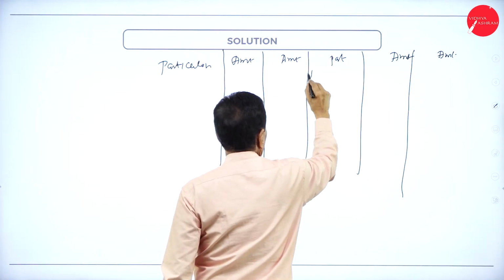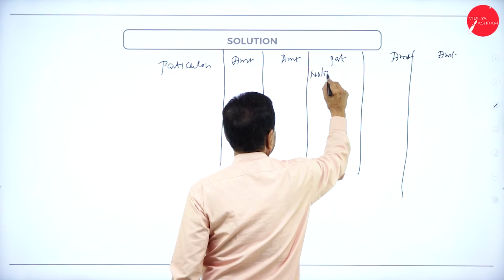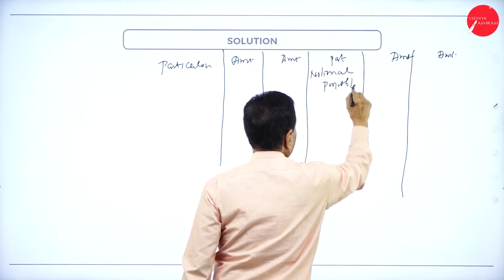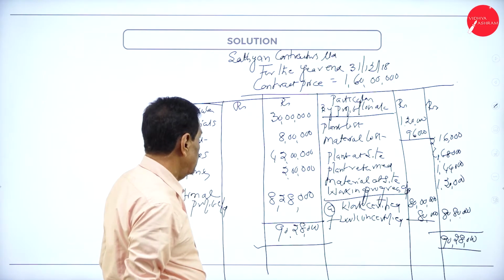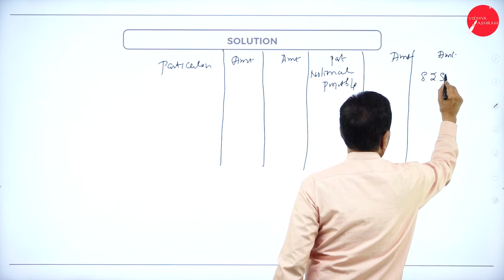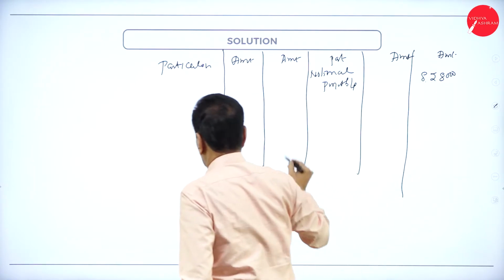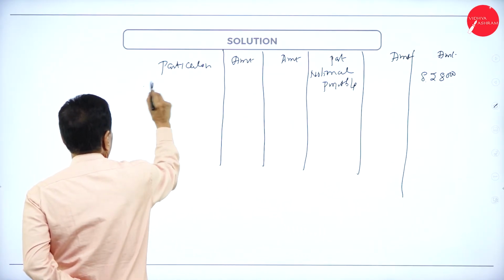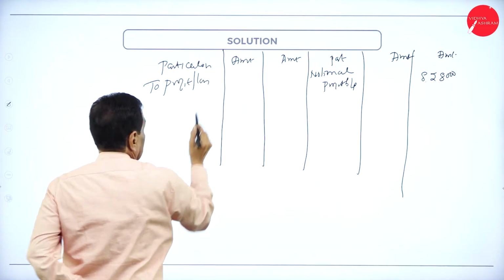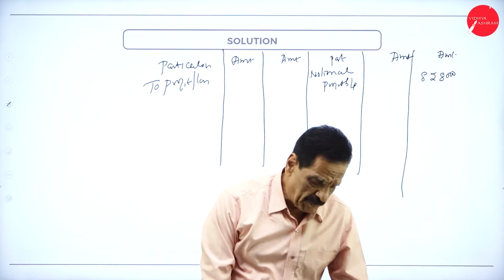By notional profit, brought down 8,28,000 to profit and loss account. So what's your problem says?